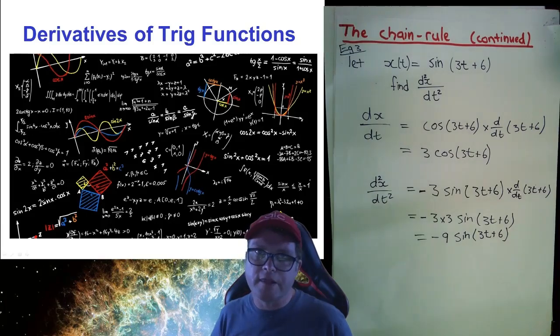So then we've seen 3 important points for differentiating trigonometric functions. The first thing is that when we differentiate sine, it becomes cos. When we differentiate cos, it becomes minus sine. And the third point is that we need to apply the chain rule.